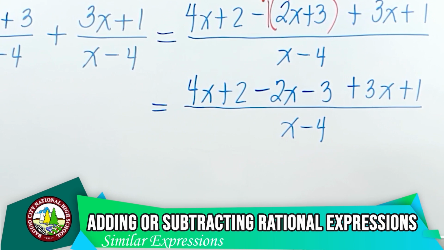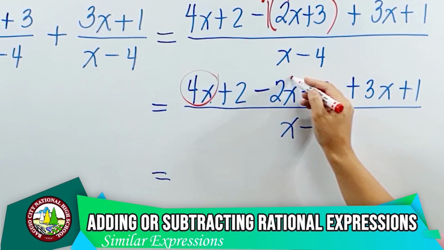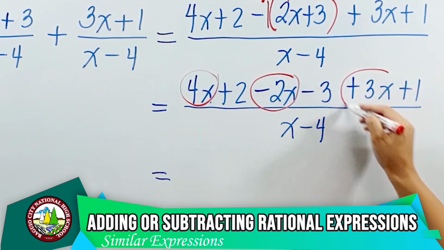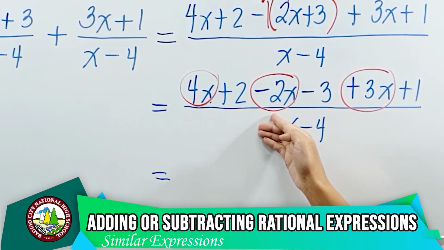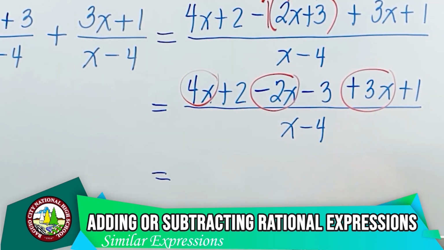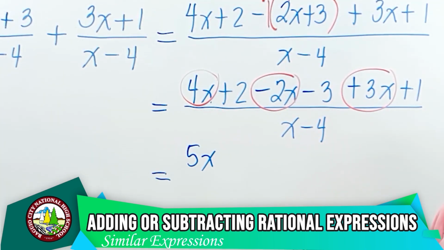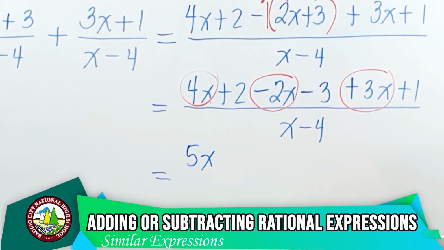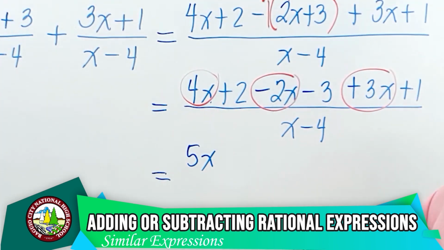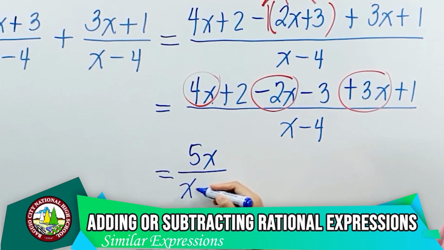We further simplify the numerator by combining similar terms. 4x, negative 2x, and 3x are similar terms. 4x minus 2x is 2x, plus 3x is 5x. The constants are also similar terms. 2 minus 3 is negative 1. Negative 1 plus 1 is 0. And then we simply copy the denominator x minus 4.